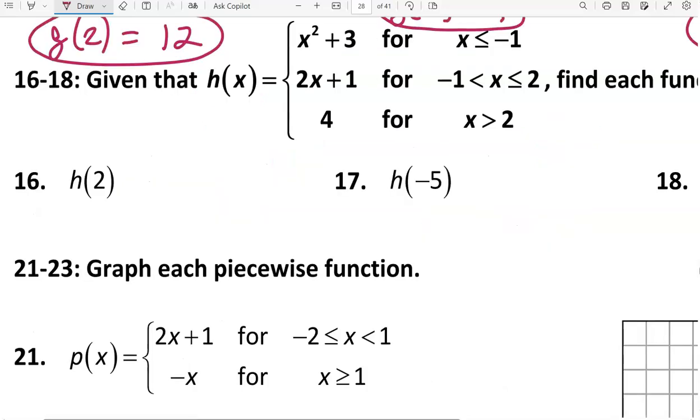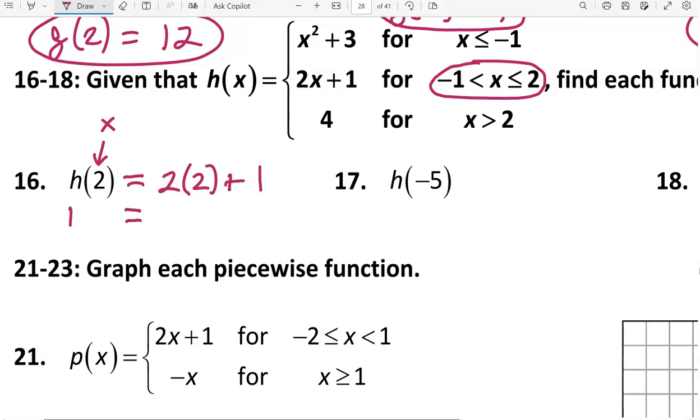For numbers 16 through 18, we're asked to find function values for h of x, which is a piecewise defined function with 3 pieces. H of 2 is asking us to consider a function value when x is equal to 2. X is equal to 2 falls on the interval between negative 1 and 2, inclusive of 2, so we'll use the second part of the function definition, 2x plus 1, to find the value of h of 2. So h of 2 is equal to 2 times 2 plus 1, which is 4 plus 1, or 5.